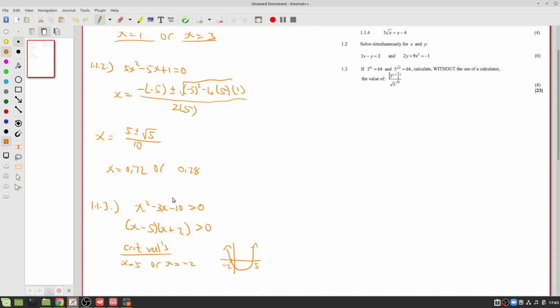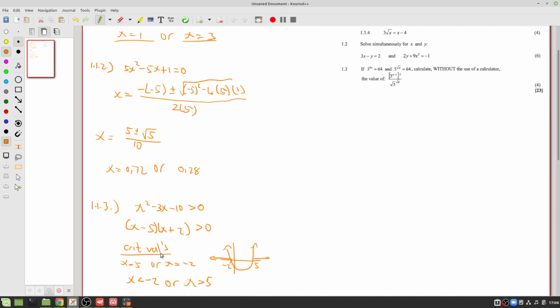Because, what does this question say? It says, where is this graph bigger than 0? So where is it above the x-axis? Where does that have positive y values? So we can see that's everywhere. All the x values left of negative 2, the graph is going to be above the x-axis, right? So we know x must be less than negative 2, or x must be on that side of 5, so greater than 5. Okay, so very important.